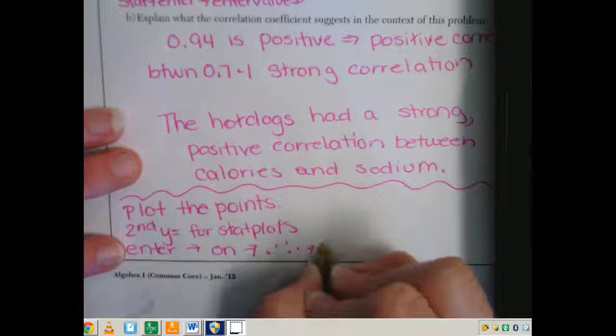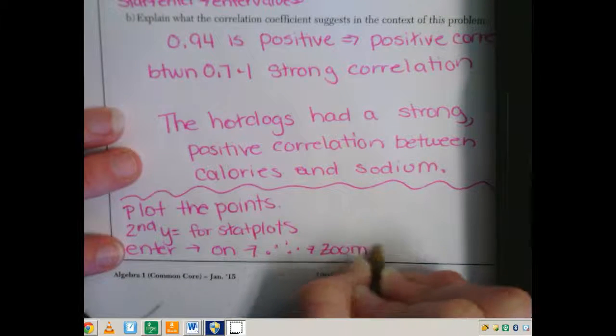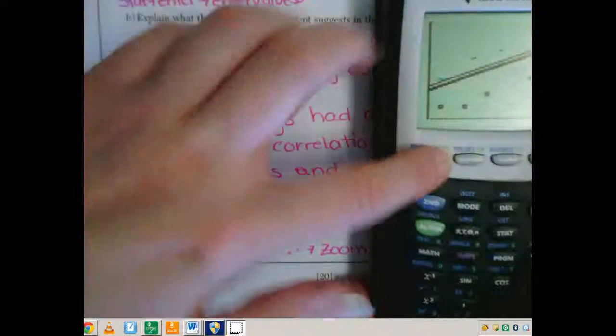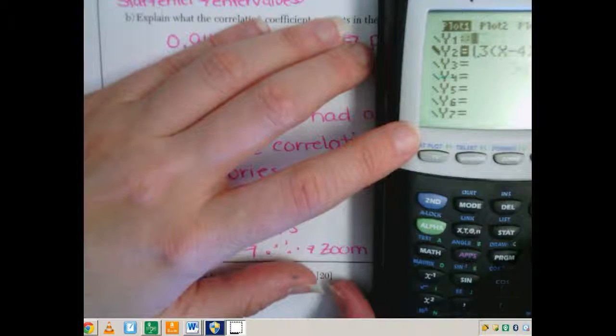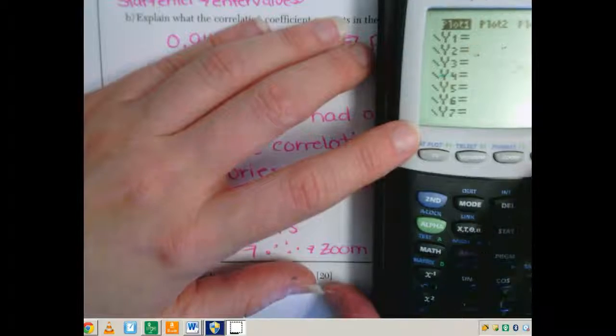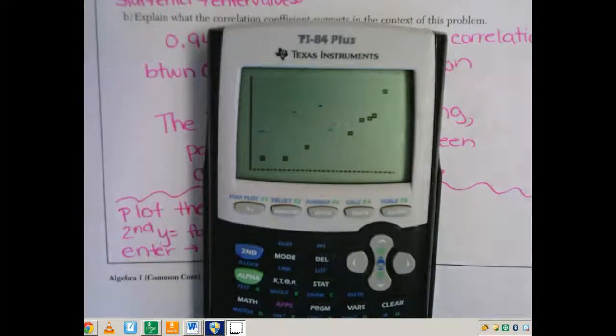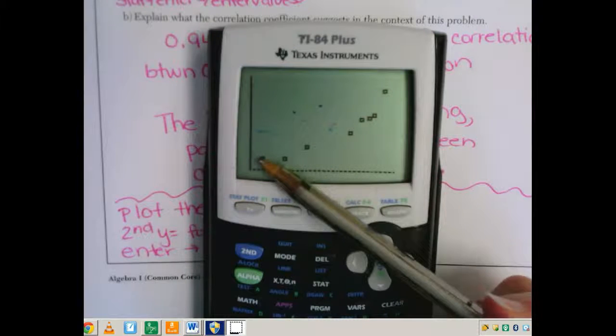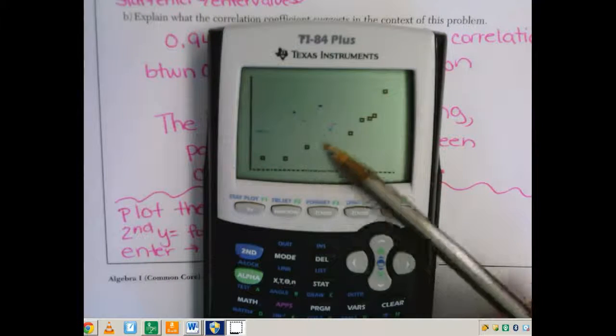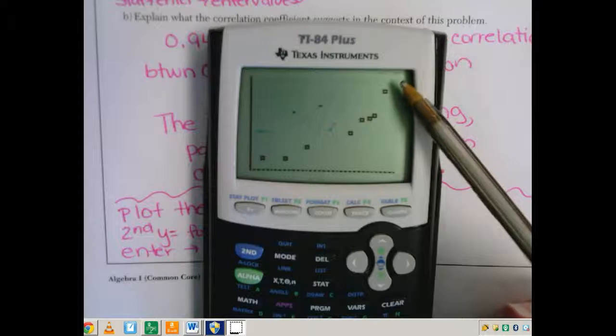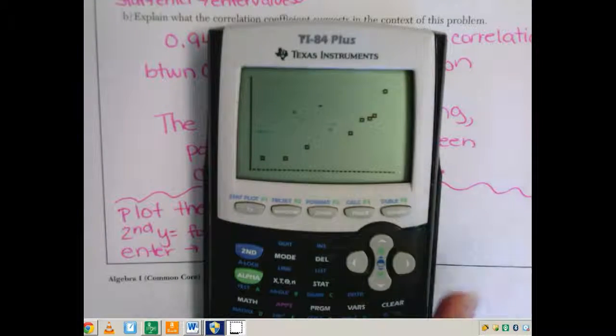And zoom 9 gives me my stat plot. I had stuff in Y equals, so the graph didn't look right. So there's our graph. Okay. And as we can see, look at the points. It starts low, and what happens? The sodium moves up, so it makes sense. All right. So lots of notes.